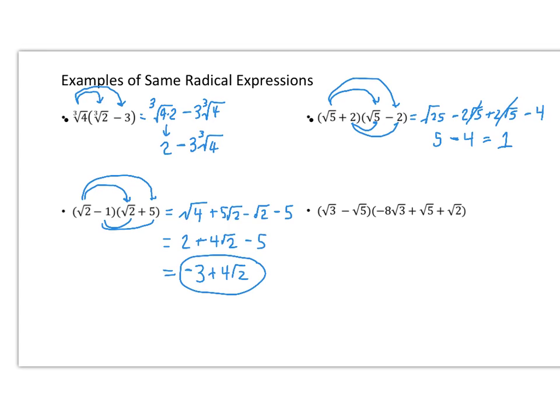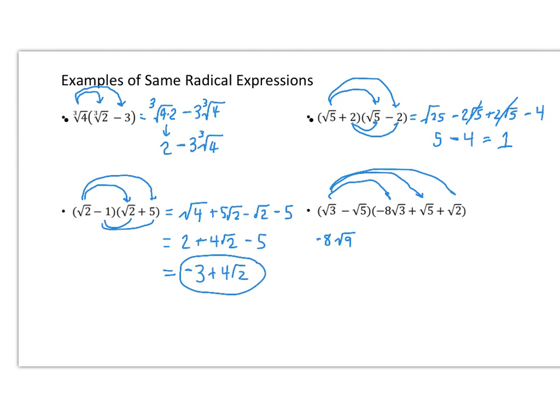In the final problem, again, we're going to use the distributive property. So when we multiply through, we're going to multiply through with the square root of 3. And when we do that, first, we get minus 8 square root of 9.